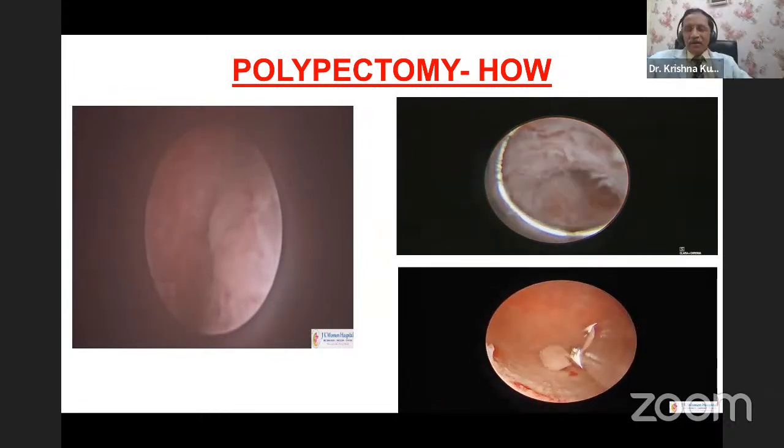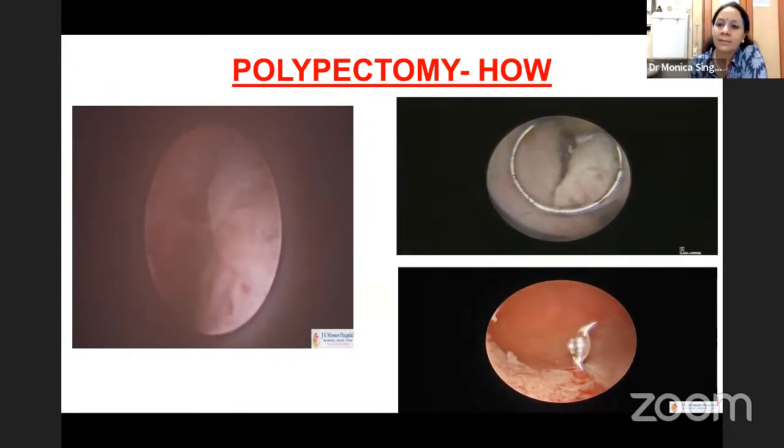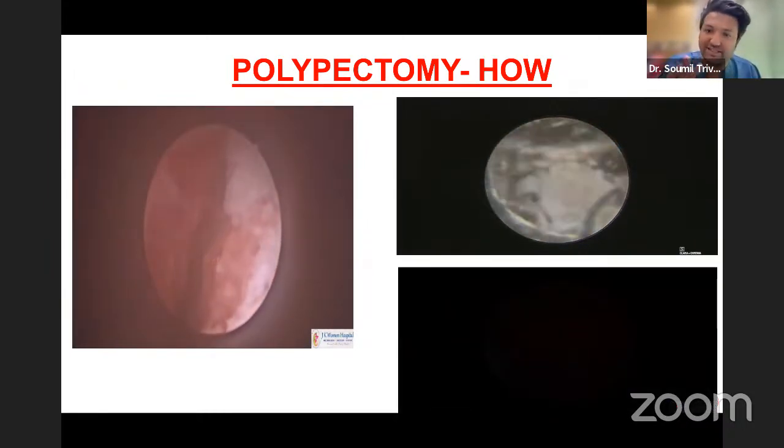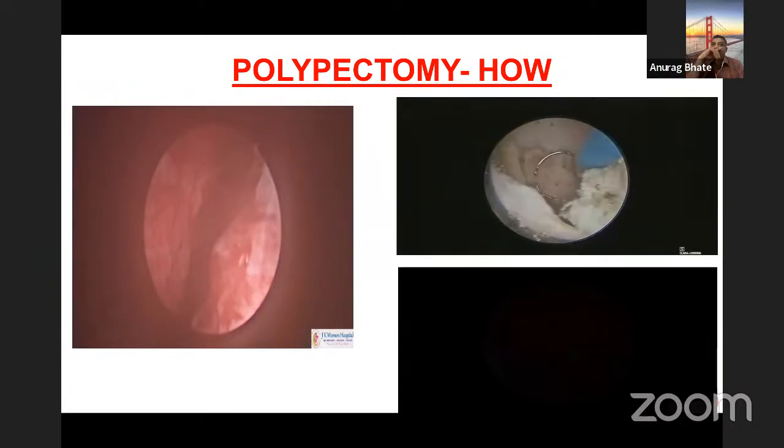What you are supposed to do is, whenever you see a polyp larger than the internal os, you have to slice it. You have to slice it. Technique is very important.